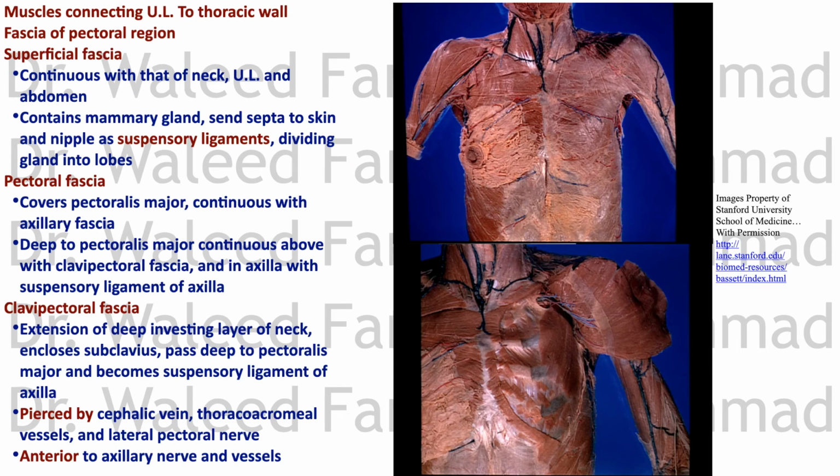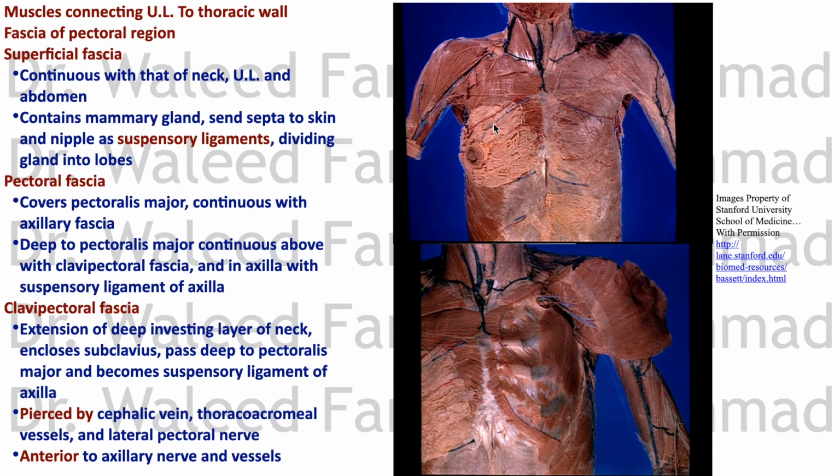Okay, muscles connecting the upper limb to the thoracic wall. Let's talk about the fascia a little bit. The superficial fascia of the pectoral region continues with that of the neck, upper limb, and the abdomen. It contains the mammary gland, as you can see here, with these radial ligaments, the suspensory ligaments, that divide the mammary gland into lobes.